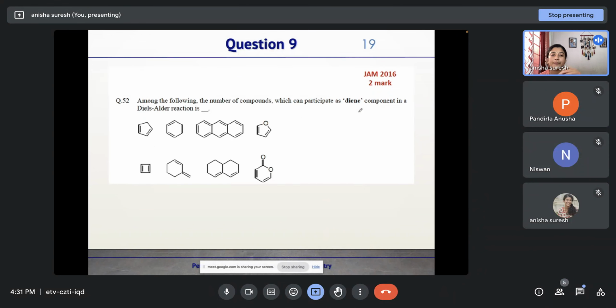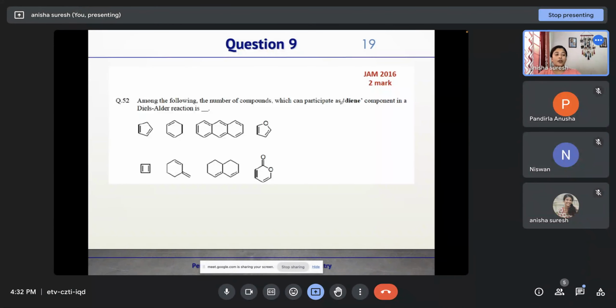Now coming to question number 9. This is also a question from JAM. It is a multiple select question, or a NAT type of question, numerical answer type. Among the following, the number of compounds which can participate as diene component in a Diels-Alder reaction is.